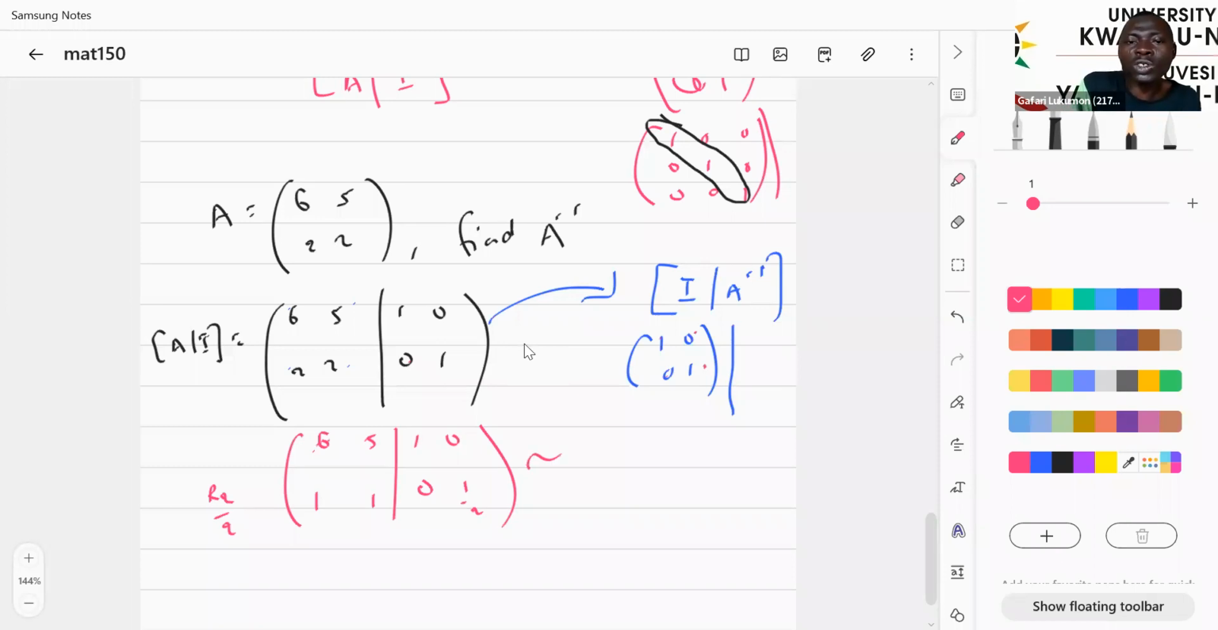What you can do is... what if I say, if I have this 6, and I want to make it 1. How do you make 6 into 1? You divide by 6. I hope you understand that.